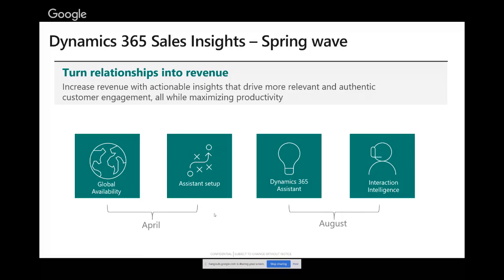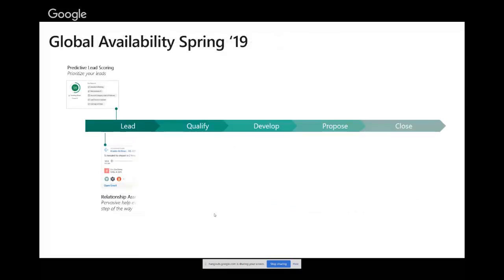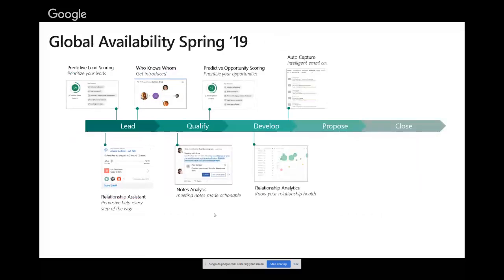Then around the August timeframe, we're going to ship to market a new view for the assistant running in Teams, and we're also going to release a new app called Interaction Intelligence, which is focusing on conversation and giving you insight about the way your sellers are conducting those conversations with potential customers. So let's go through those feature sets, talk about them, and then dive into demos of each of them.